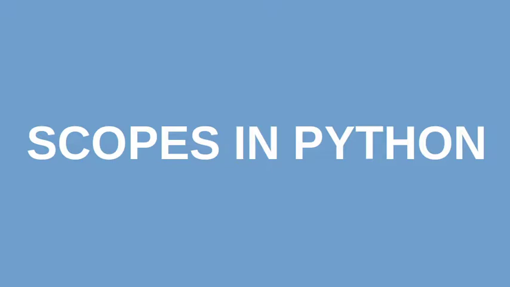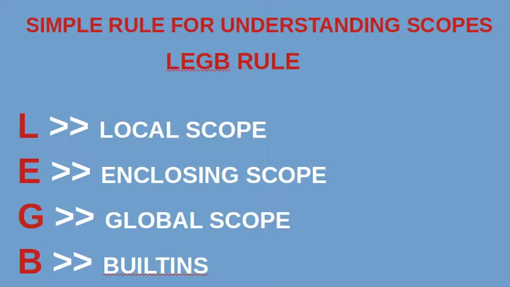This tutorial is a continuation of our Python series that we began earlier. In this tutorial, we'll be going over scopes in Python and variable scopes within Python. So let's get started. To work with variable scopes in Python, we use a very simple rule. This is called the LEGB rule. LEGB is an abbreviation whereby each letter has its own meaning.